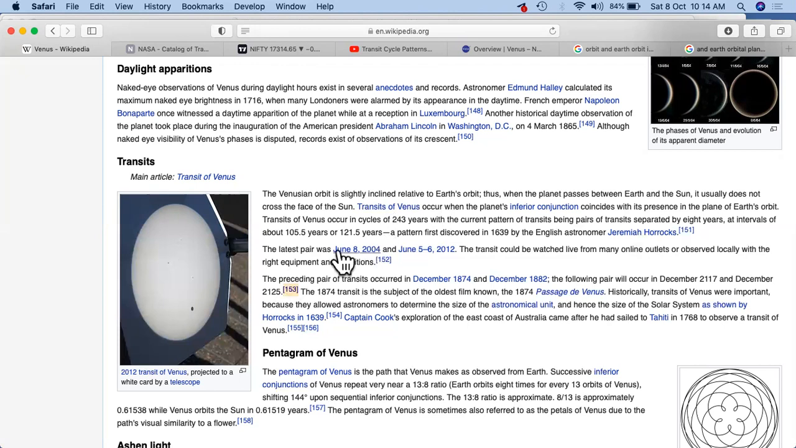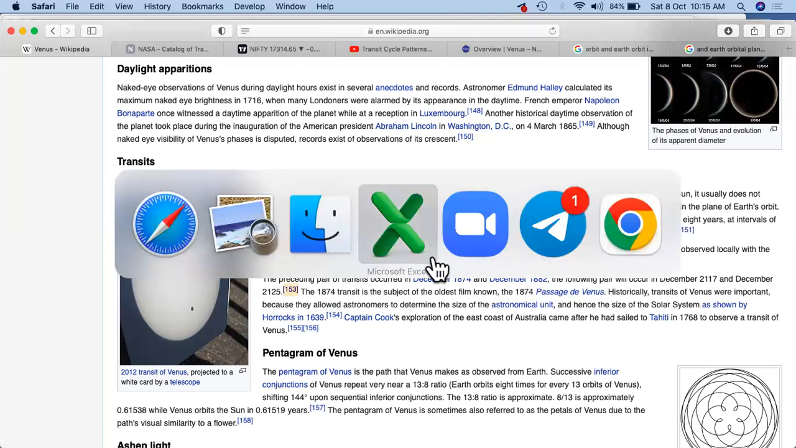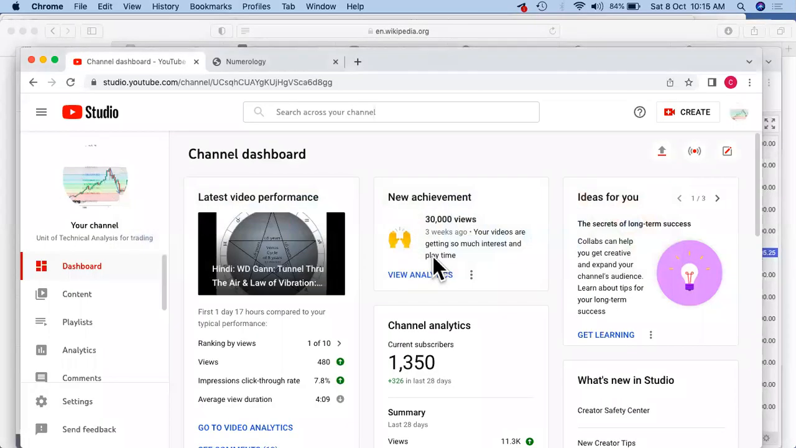8 years, at an interval of about 105.5 years or 121.5 years, a pattern first discovered in 1969, right? So these are the details which have been given, and this generally occurs in a pair, right? The latest pair was June 8, 2004 and June 5, 6, 2012. Right now, a significant thing is there about this 2004 and 2012 part. Let me show you that also.